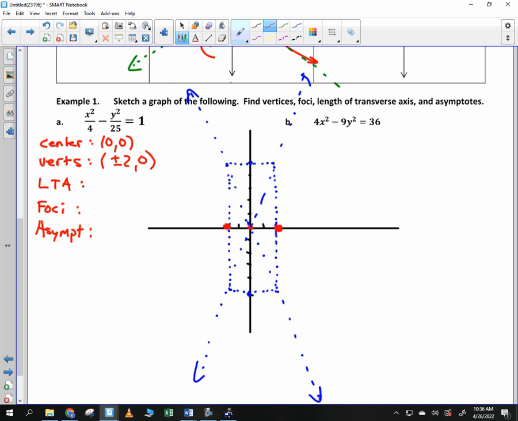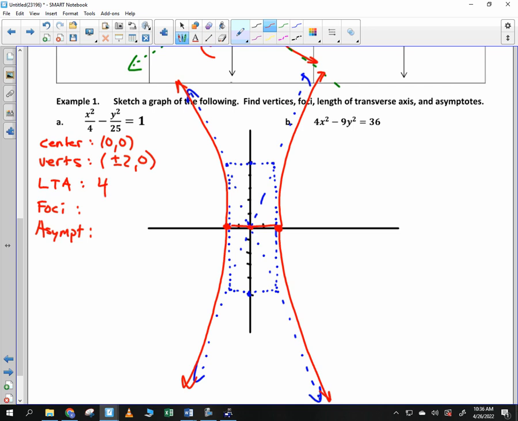I'm going to draw my hyperbolas, okay? So they start at this vertex, and they kind of follow along that line. So this is a very wide-shaped hyperbola. Just kind of barely curves in. The length of the transverse axis is the distance between the 2 vertices. What's the distance between 2 vertices? It is 4. Now I just need the foci and the asymptotes.